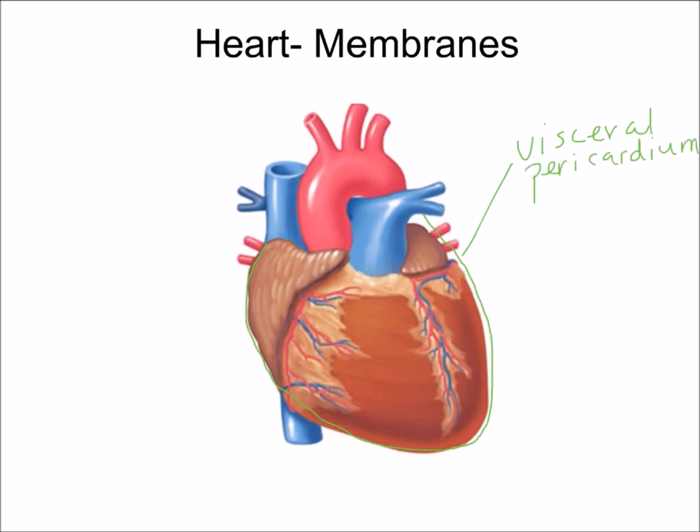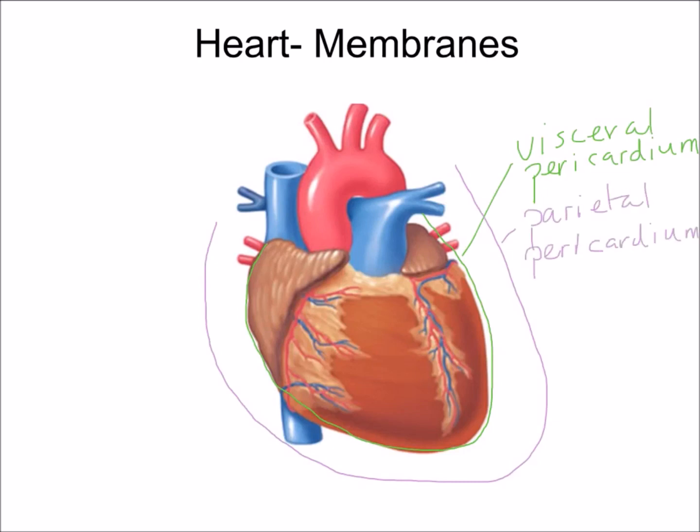Then you have an outer membrane that lines the cavity. We call this the parietal pericardium. And then you have the space in between. The space in between is called the pericardial cavity. And within this pericardial cavity, you have something called pericardial fluid. So pericardial fluid serves two functions. It serves as a shock absorber, and it helps reduce friction.